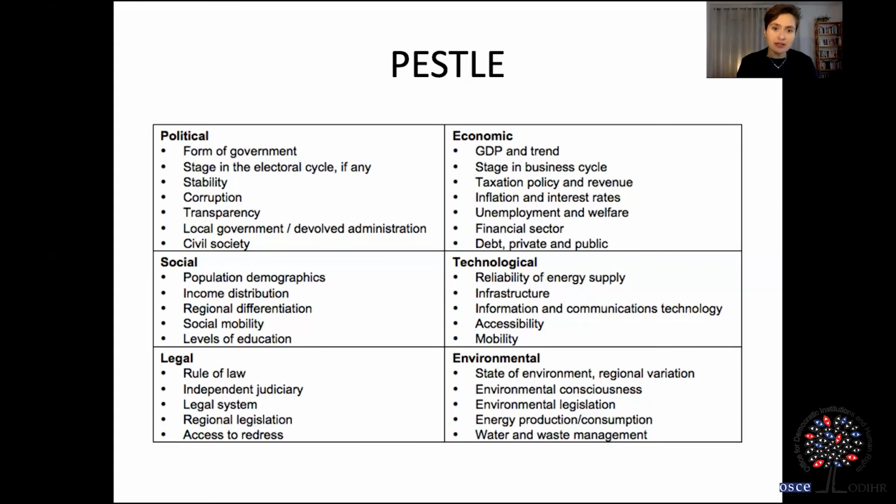The S stands for social. It looks at demographics, income distribution, social mobility, and levels of education. This is important, especially if you're coming into a new country, to see what the social composition is that you would need to take into account as you push forward a certain policy.